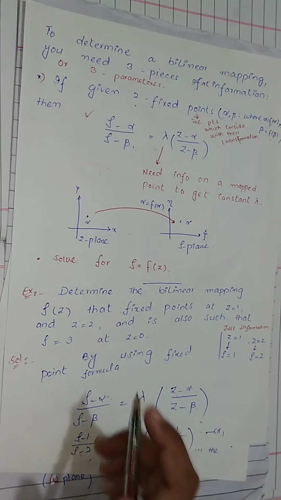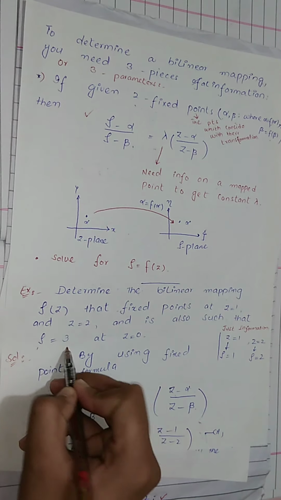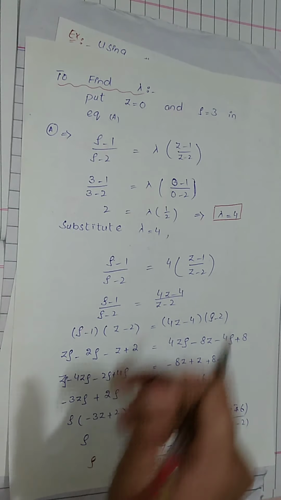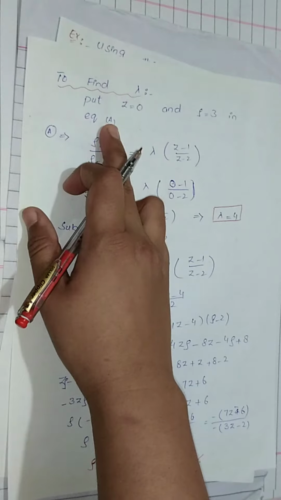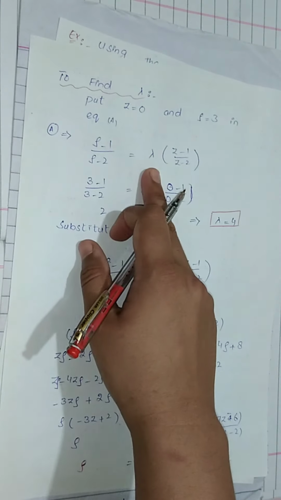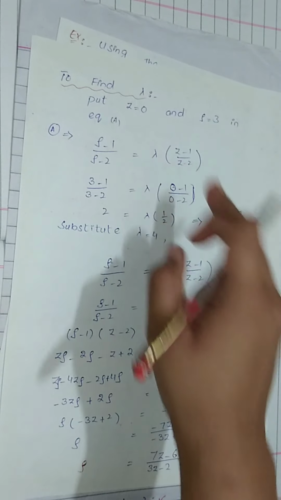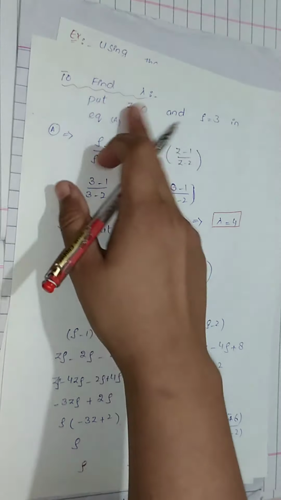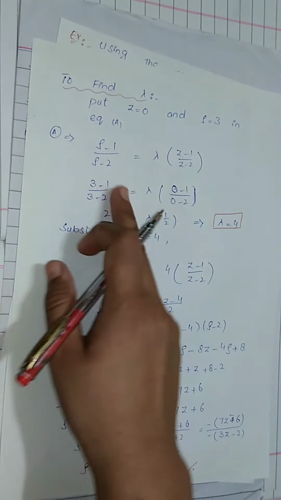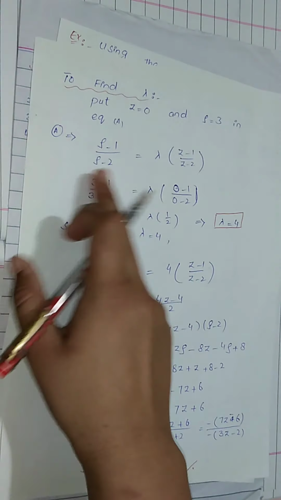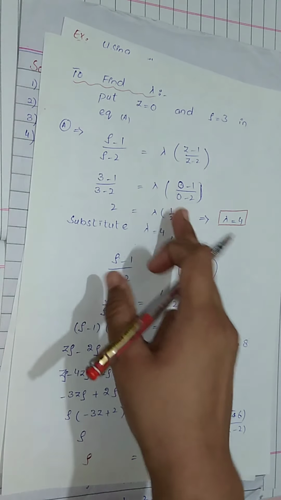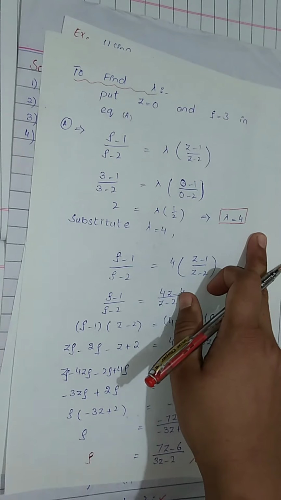Now to find lambda we put xi equal to 3 and z equal to 0 in equation 1. So we have xi minus 1 over xi minus 2 is equal to lambda times z minus 1 over z minus 2. With z equal to 0, we get 0 minus 1 over 0 minus 2, and with xi equal to 3, we get 3 minus 1 over 3 minus 2. 3 minus 2 is 1, 3 minus 1 is 2. So 2 is equal to lambda times 1 by 2. So lambda is equal to 4.